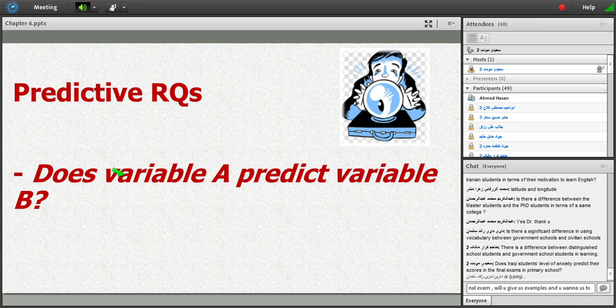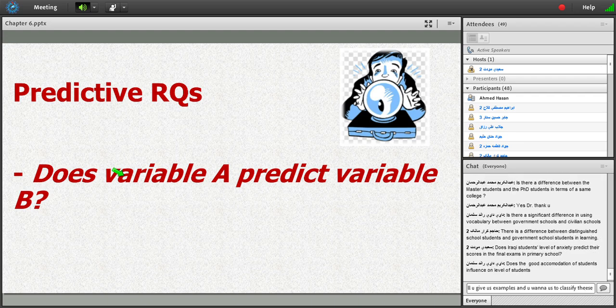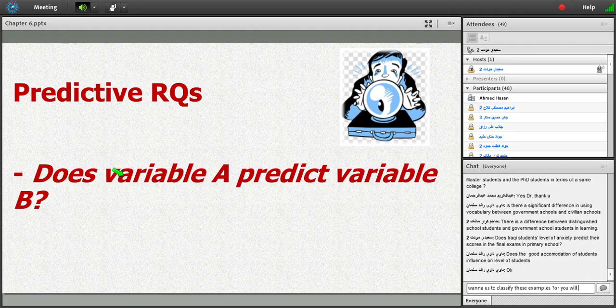Can you write predictive research questions in the chat box? Can you write some examples based on your classes, your students, your teaching context? Does the good accommodation of students predict their level? If we say influence, it becomes a causal question. Okay, it's right, but it becomes a causal question. But when it is predictive, we should say predict. We use the word predict. Okay, good, thank you. A good example. What else?